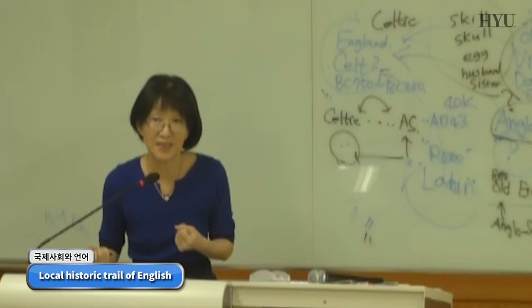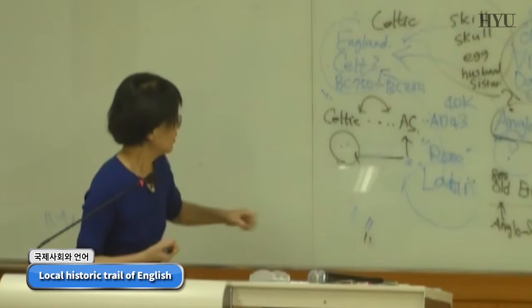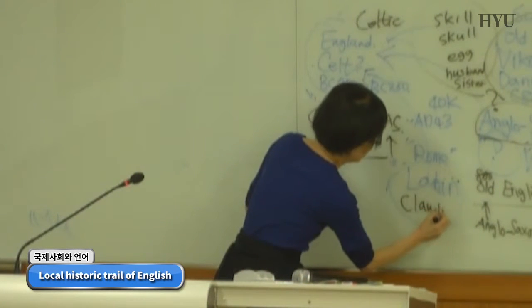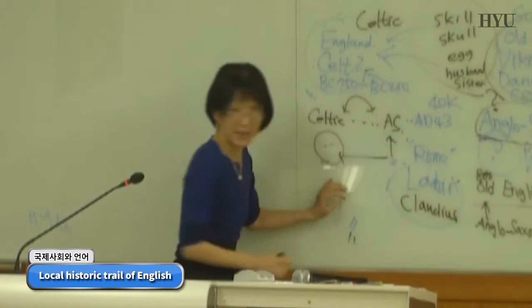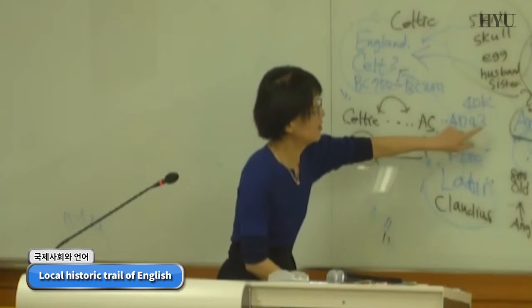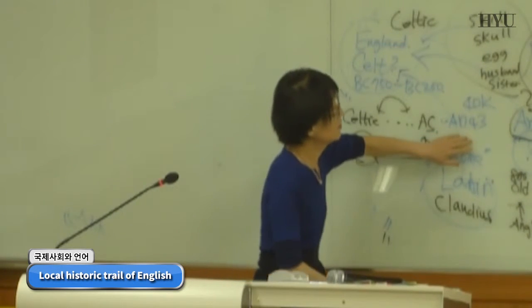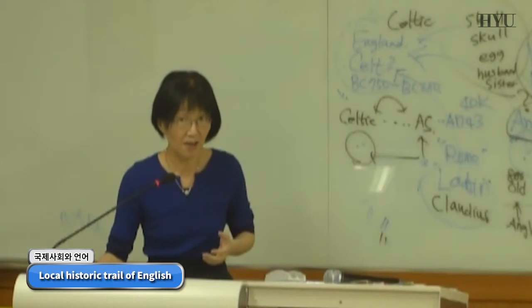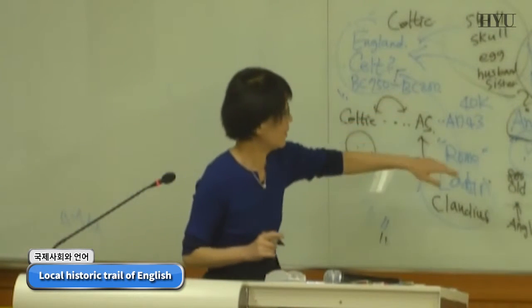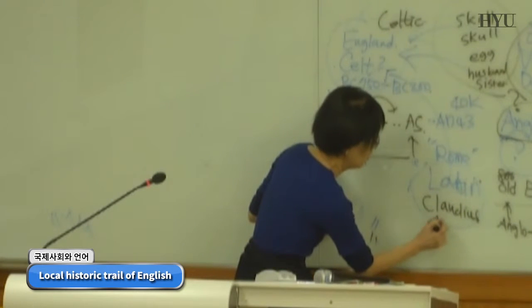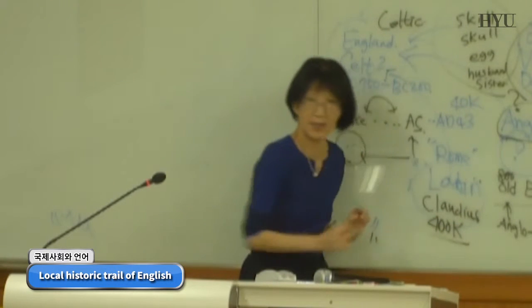This is interesting. So let's get back to Claudius. Claudius was a Roman emperor, around AD 43, so it was actually 10 centuries earlier. He came over with a much larger number of soldiers. Claudius came over here with 400,000.